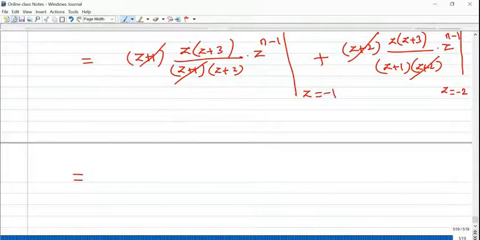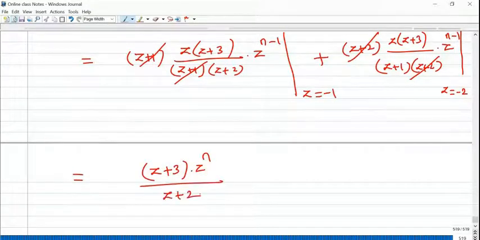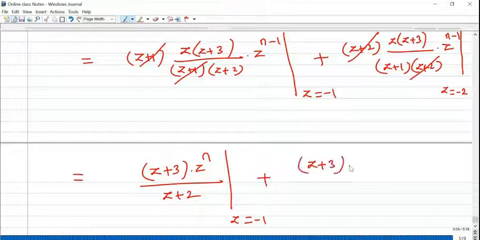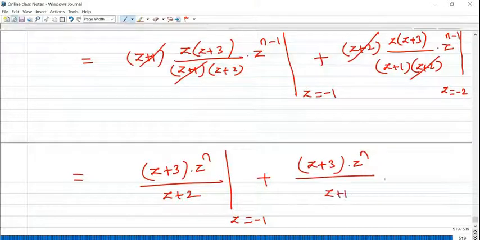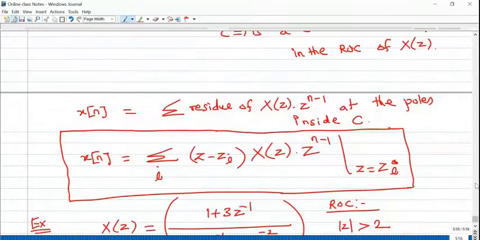z power 1 and z power minus 1 cancel. You will get (z plus 3) z power n divided by (z plus 2), and then by z plus 1. Substitute z equal to minus 1, and here also substitute z equal to minus 2. So this is your result. Two poles.